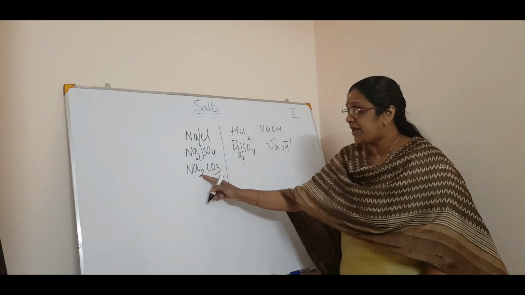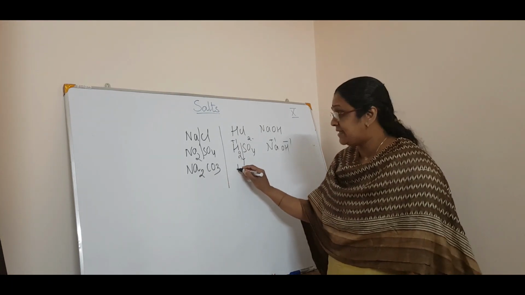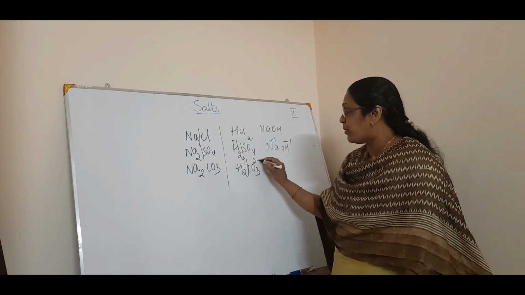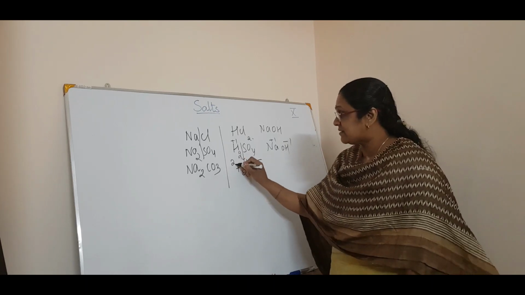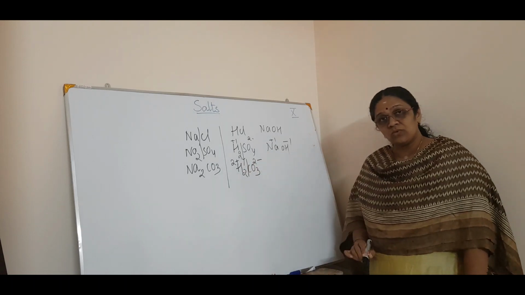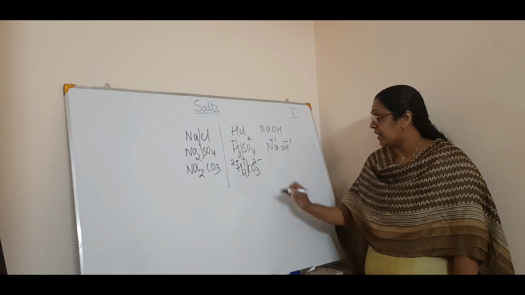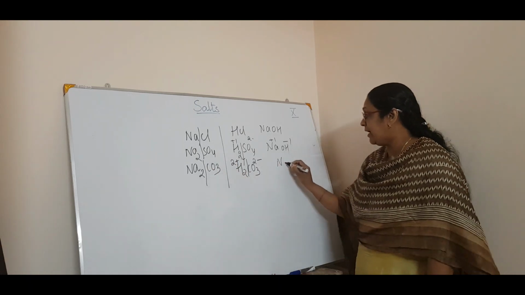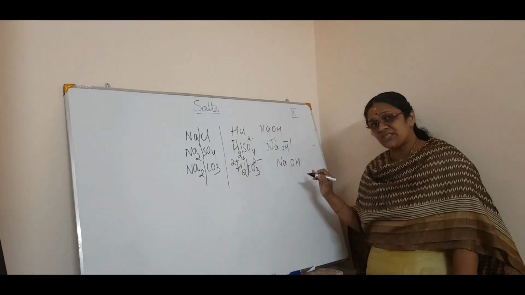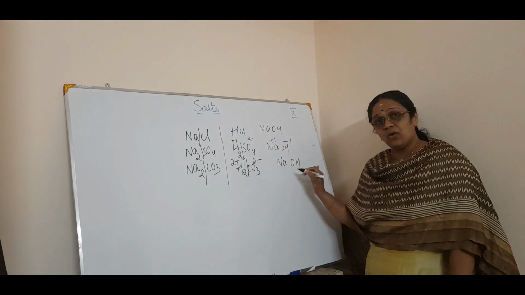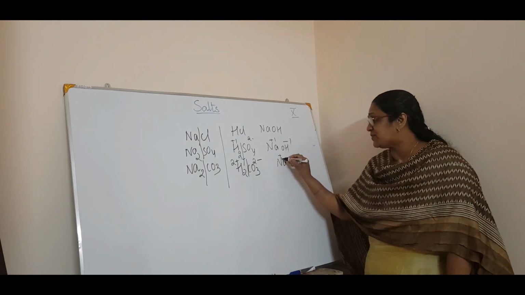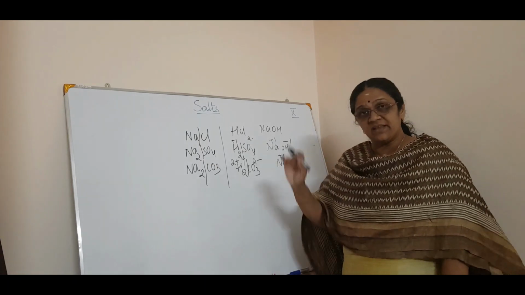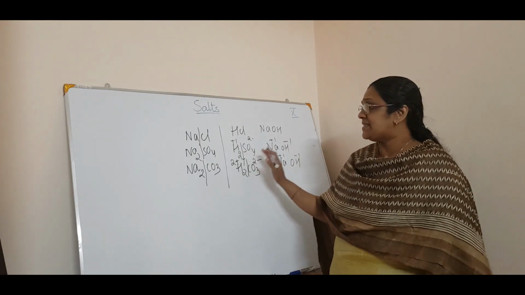Now tell me, what about Na2CO3? What is the acid? H2CO3, isn't it? Because CO3 is 2 minus, so there must be 2 plus. Then only it will become 0. The formula is right. Now, what is the base? NaOH. Is it Na2OH? No. It is NaOH, because the valency of OH is minus 1 and Na is plus 1. So you just write all the salts and acids and bases.